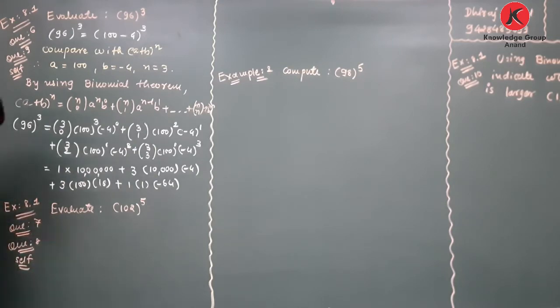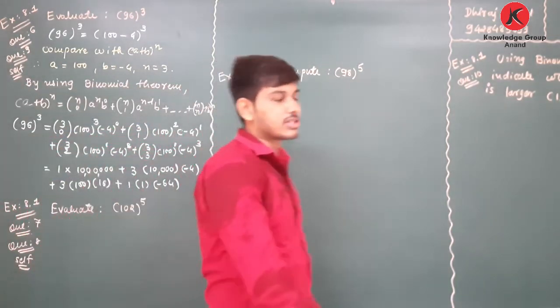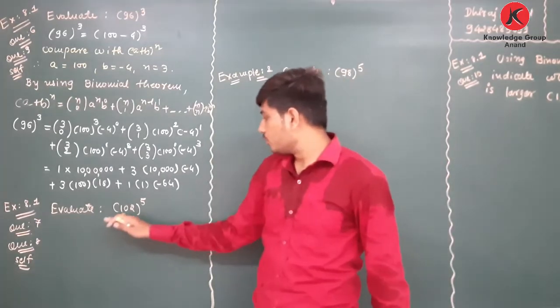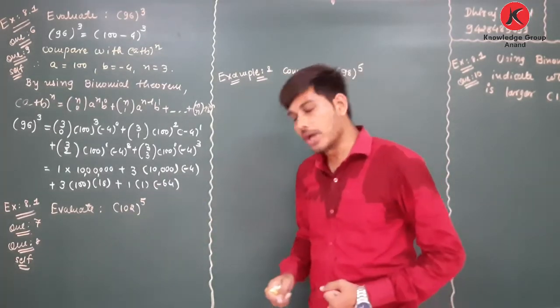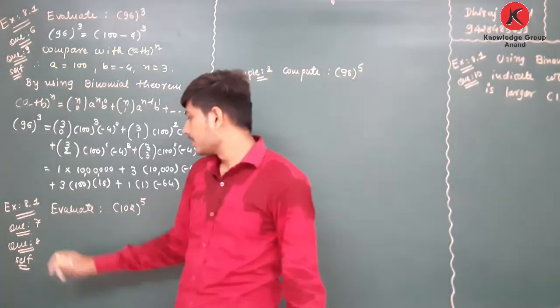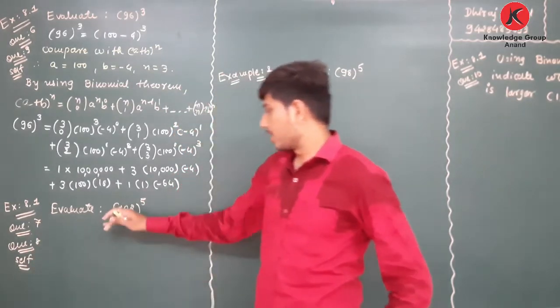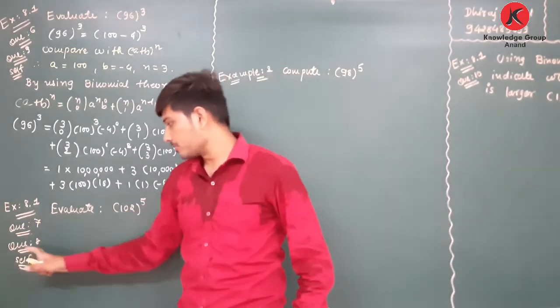Now, the next question. The next question is evaluate 102 raised to 5. Question number 7 is there. The same type of logic is applicable for question number 8.